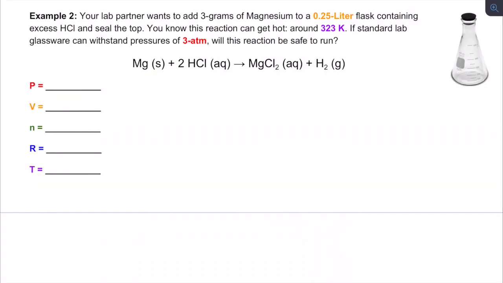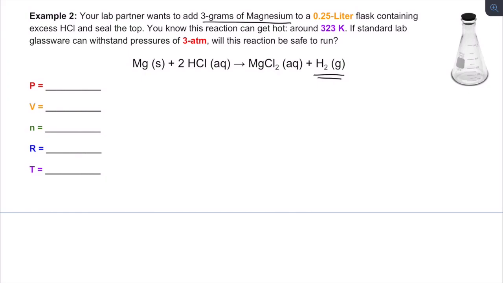Example number 2 states your lab partner wants to add 3 grams of magnesium to a 0.25 liter flask containing excess HCl and seal the top. You know this reaction can get hot, around 323 Kelvin. If standard lab glassware can withstand pressures of 3 atm, will this reaction be safe to run? The question is asking you to calculate the pressure of hydrogen gas created from 3 grams of magnesium.